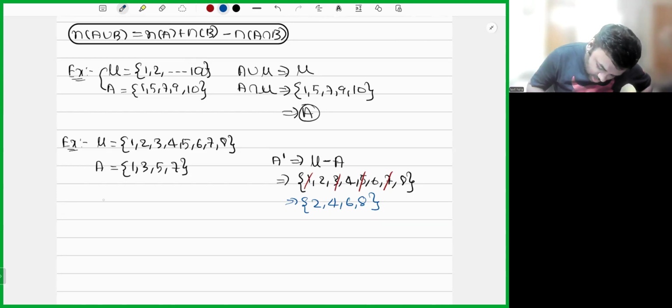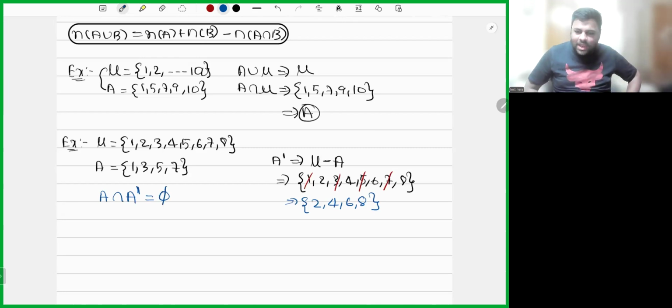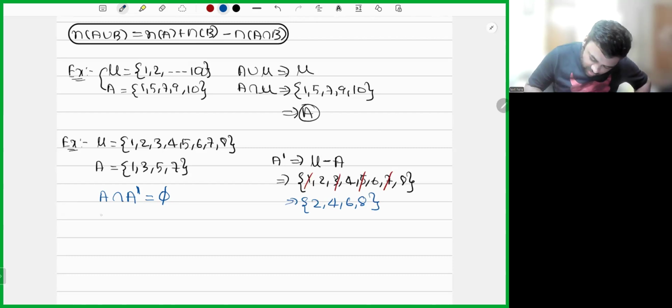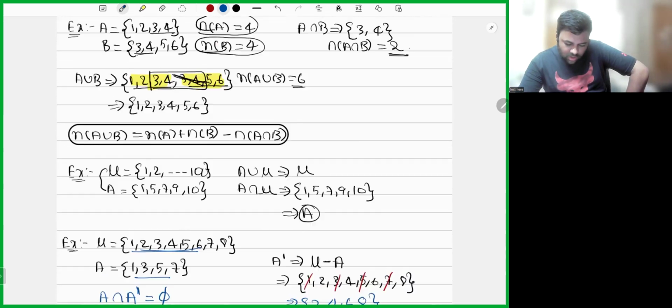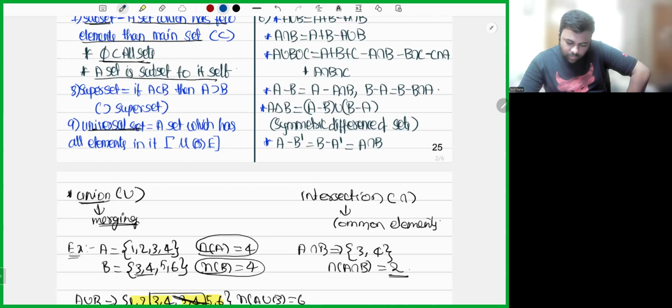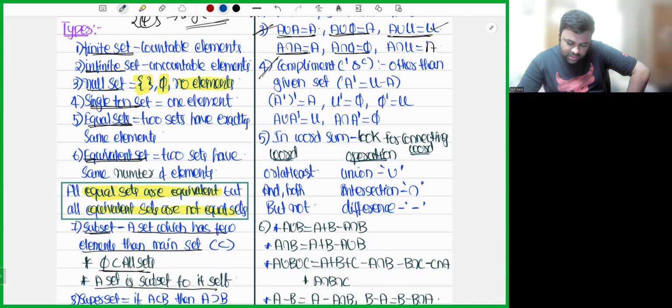Okay, other than the given set is called A complement. Can you tell me, is there any common element between A and A complement? Obviously, sir, there won't be any common element between A and A complement. What will be A union A complement then? Obviously, sir, if you merge these two sets, you'll get universal set only. Okay. So I hope complement is clear. Complement means other than given set. A union A complement is universal set. A intersection A complement is null set.